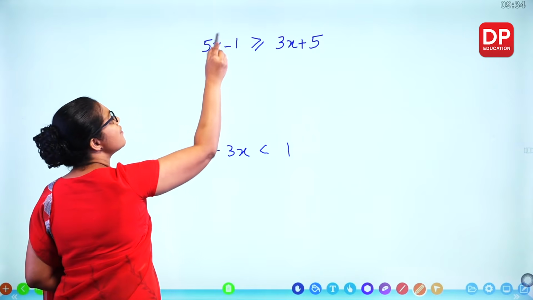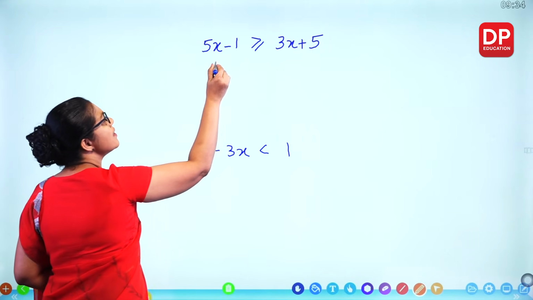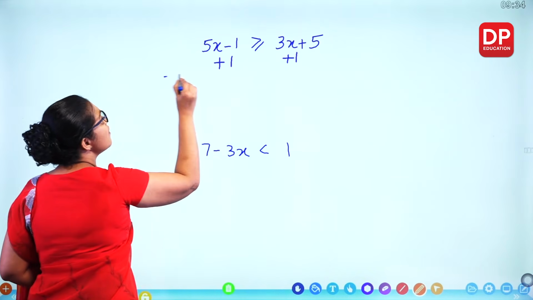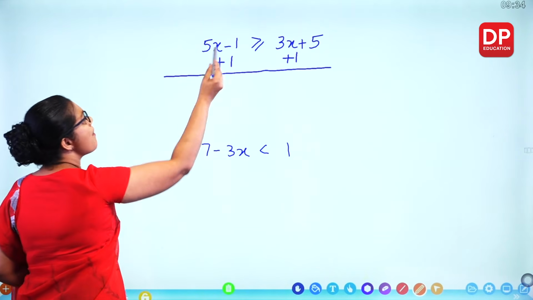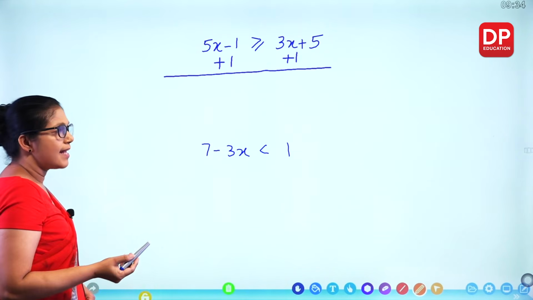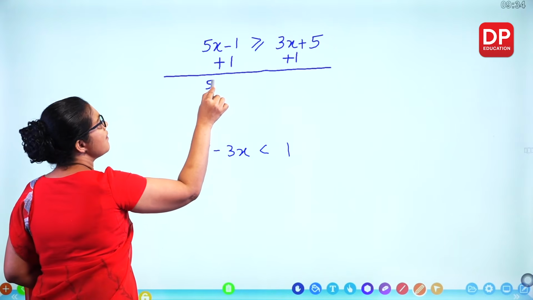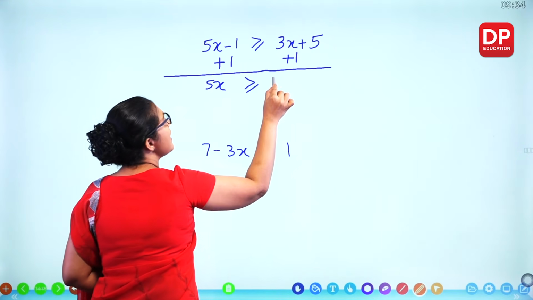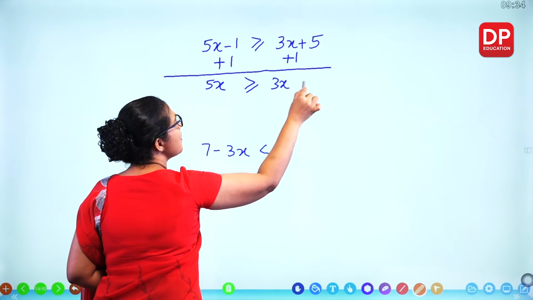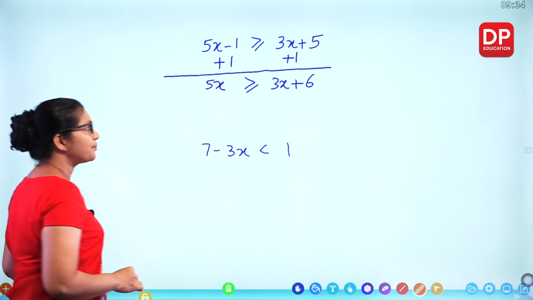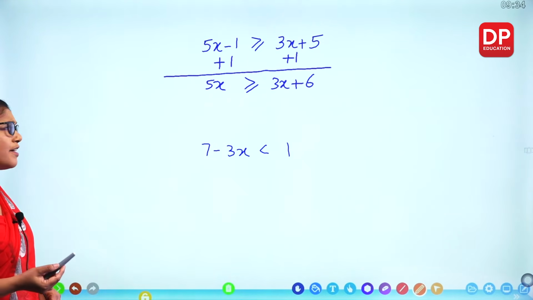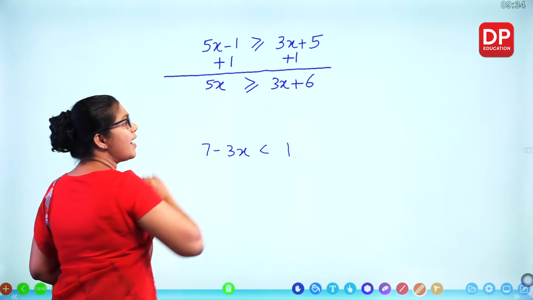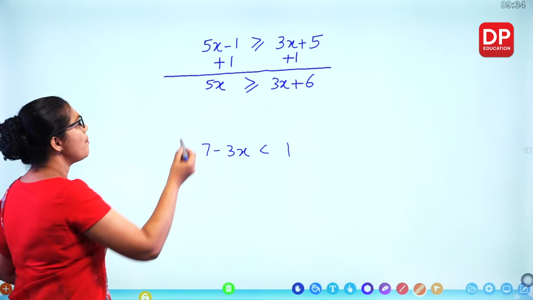So I can get rid of this minus 1 first. So I can add 1. Then what happens to the inequality? Minus 1 and 1 get cancelled out and I get 5x. And you get the same symbol. 3x is there. 5 plus 1 becomes 6. Now I need to get rid of this 3x there. So I can subtract 3x from both sides.